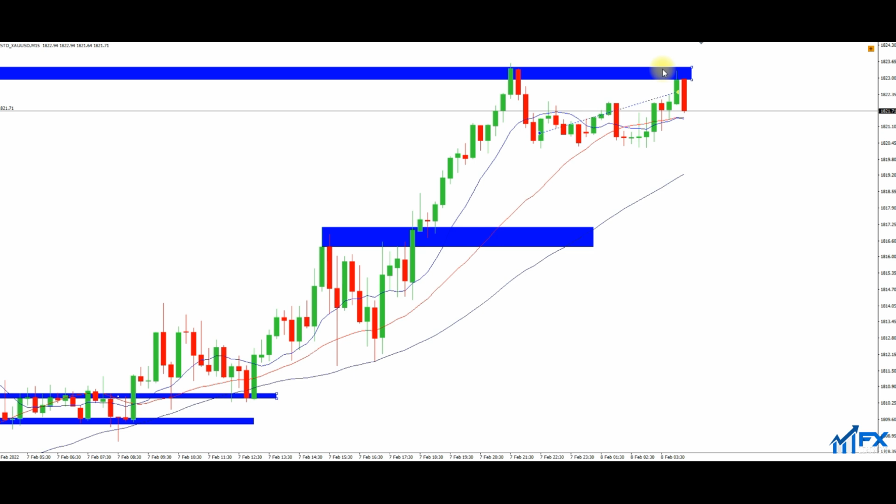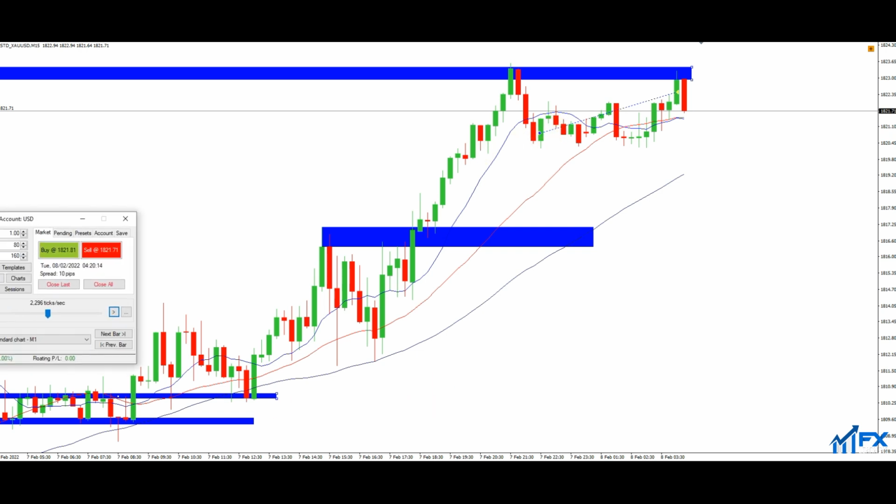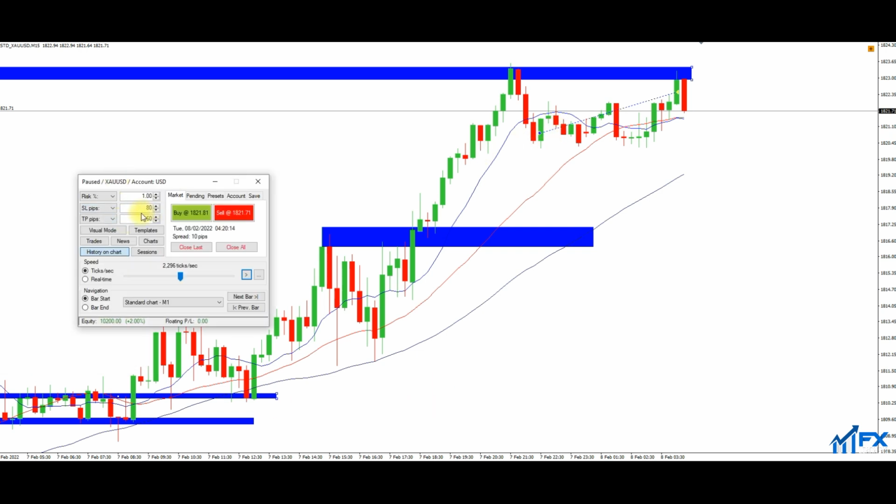Well, this trade is with the trend. This is a great trade. So let's try and push it. Let's try and get a lot of pips out of it. As you can see here, we got a nice little 1 to 2 risk reward ratio. So yeah, I'm going to leave that there.